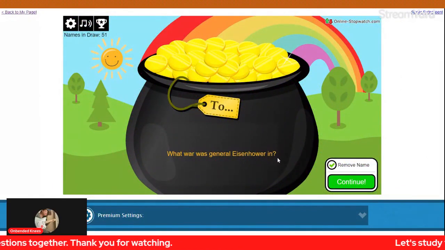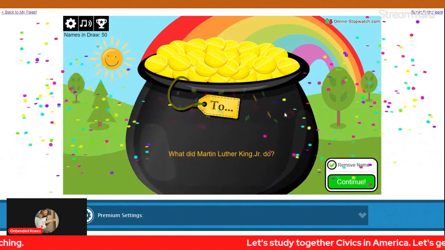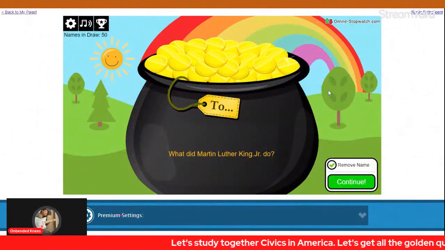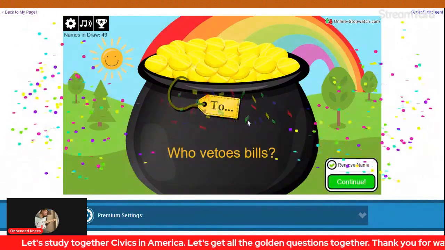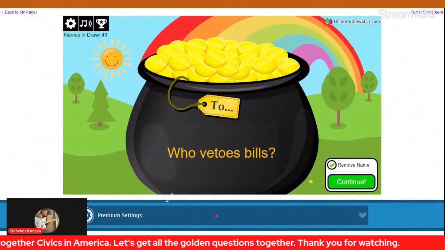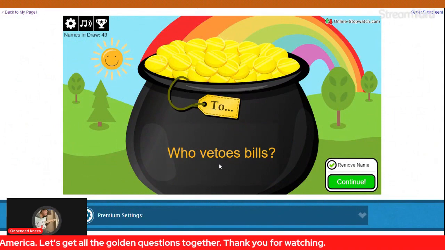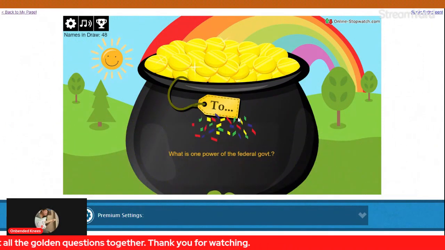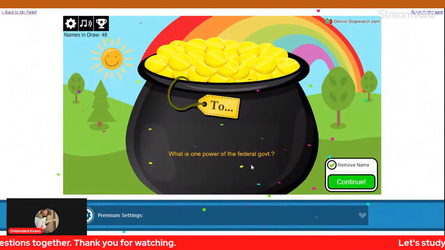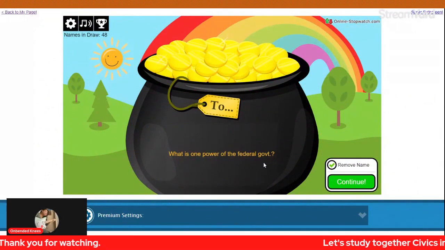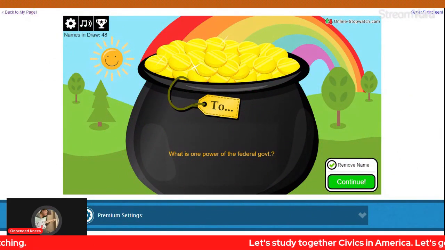Next is General Eisenhower in World War II. He fought for civil rights. The president vetoes the bills. Federal government: one, my favorite is to print money.